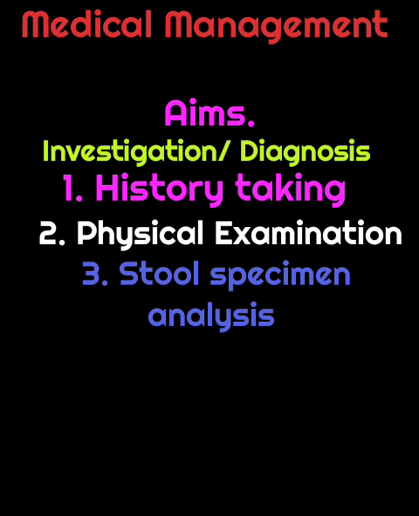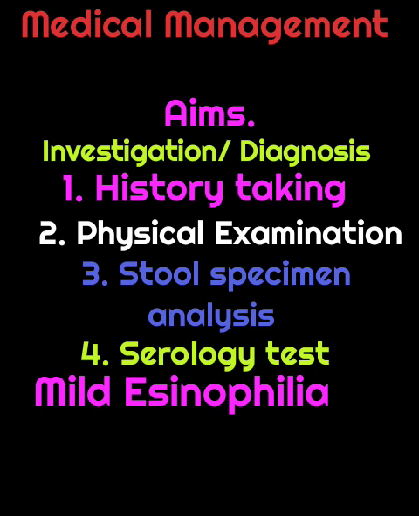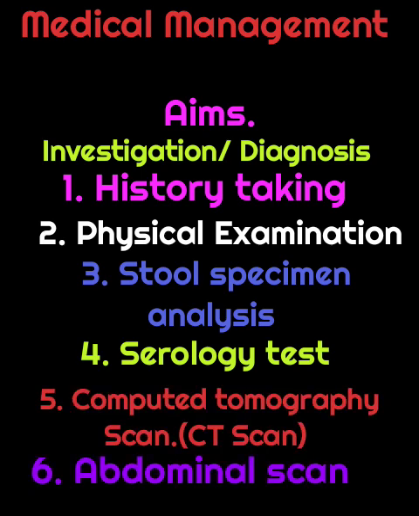Is it making sense? You can even do serology tests. Remember, your body's immune system has a way it responds to infection. When there is a presence of parasites, a certain group of white blood cells will respond. In this case, there will be mild eosinophilia, or presence of mild eosinophils. Eosinophils are the white blood cells that respond to parasitic invasion. You can even do a CT scan, especially of the brain. The CT scan is going to reveal presence of lesions caused by the cysticerci.